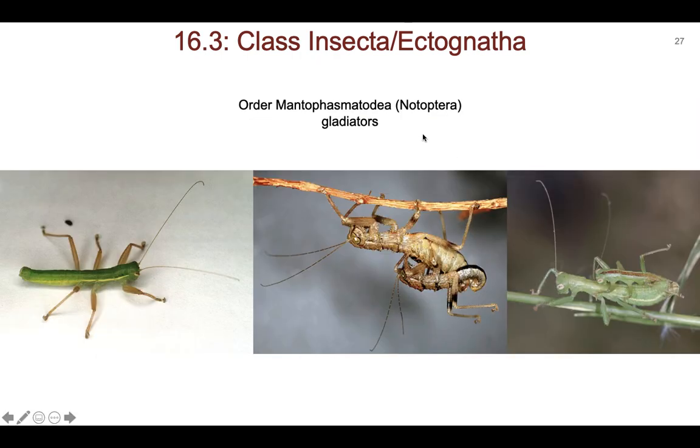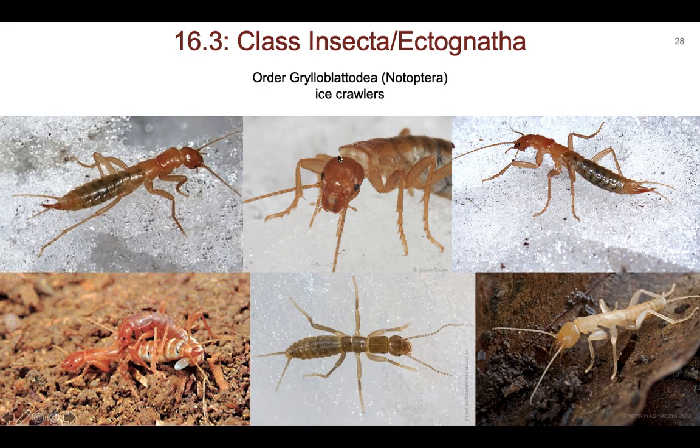And then we have these ones you've probably never heard of. These are the Mantophasmatodia. They're called gladiators. They look a little bit like grasshoppers. These were a recently discovered group of insects. This is just a few examples of these gladiators. There's also ice crawlers. The Grylloblattids, some people will place them phylogenetically into the same order as Notoptera with the Mantophasmatodia. These are really cool because they live on the ice. So you can see all these pictures that were taken of Grylloblattids living on the ice. That's why they're called ice crawlers. And they, again, look very similar in morphology to the Mantophasmatodia.